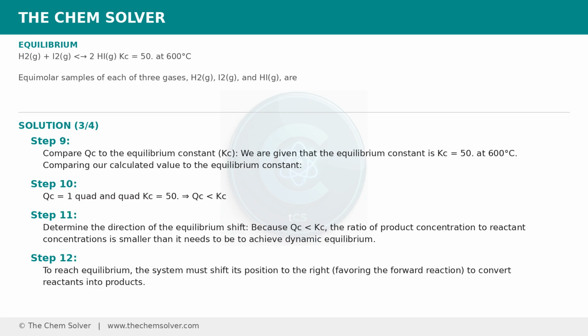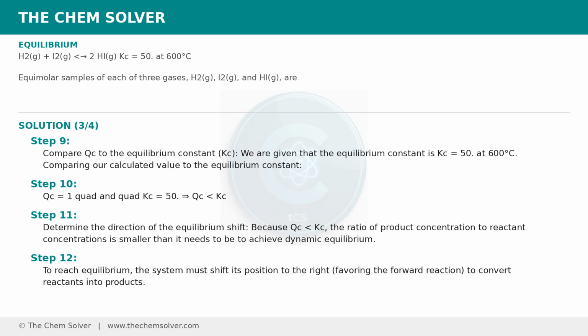Compare Qc to the equilibrium constant, Kc. We are given that the equilibrium constant is Kc = 50 at 600 degrees Celsius. Comparing our calculated value to the equilibrium constant, Qc = 1 and Kc = 50. Therefore, Qc < Kc.